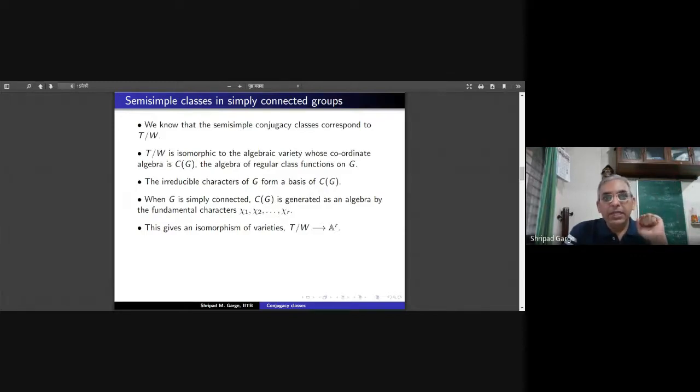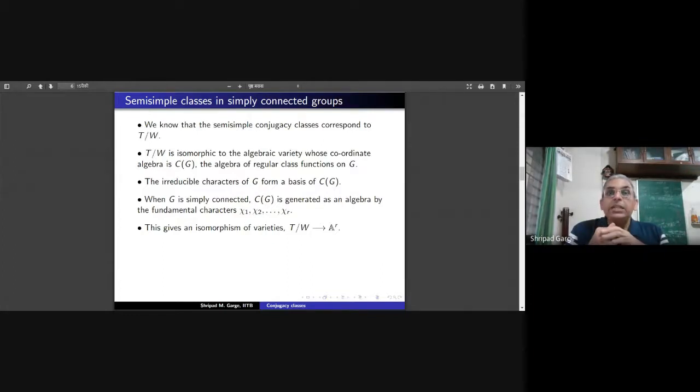Now, this second statement is very important. If you look at T by W, this is an algebraic variety whose coordinate ring is CG, the algebra of regular class functions on G. Again, this is true for any semi-simple group. You are looking at T mod W. W is a finite group, T is a variety, and so the quotient is again an algebraic variety. Its coordinate ring is nothing but the algebra of regular class functions on G.